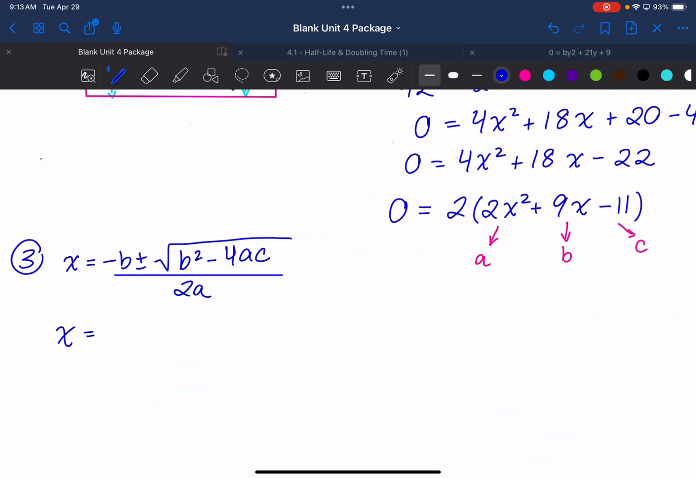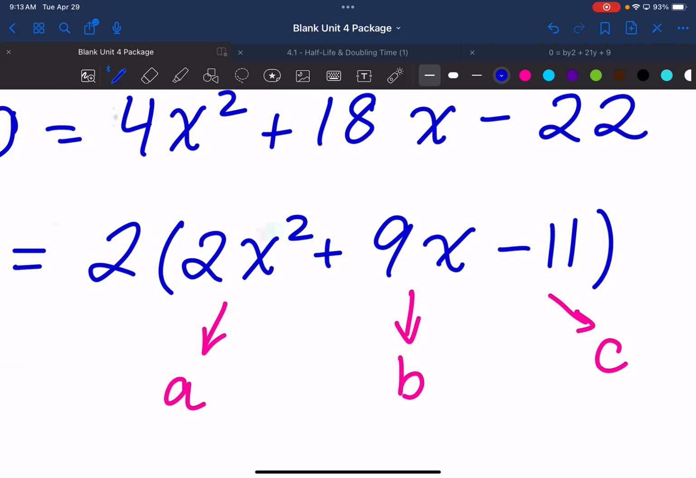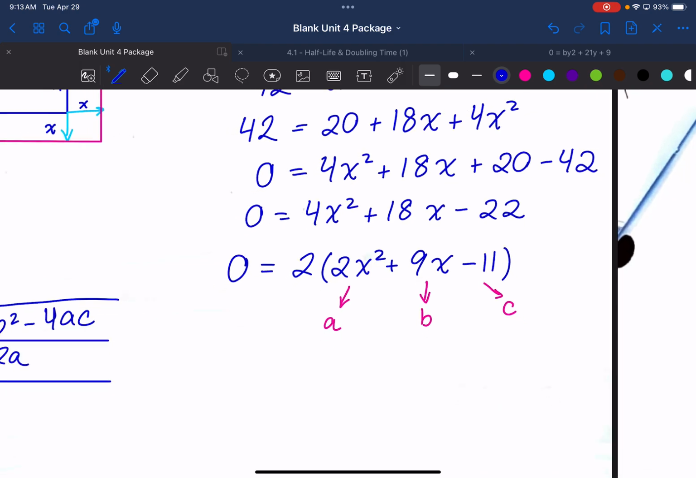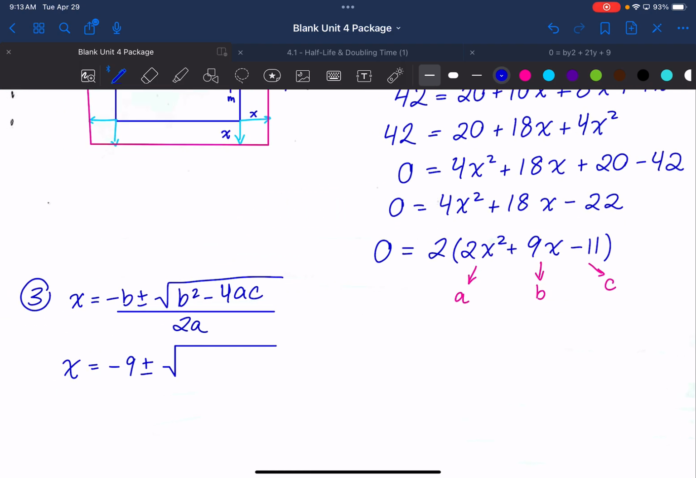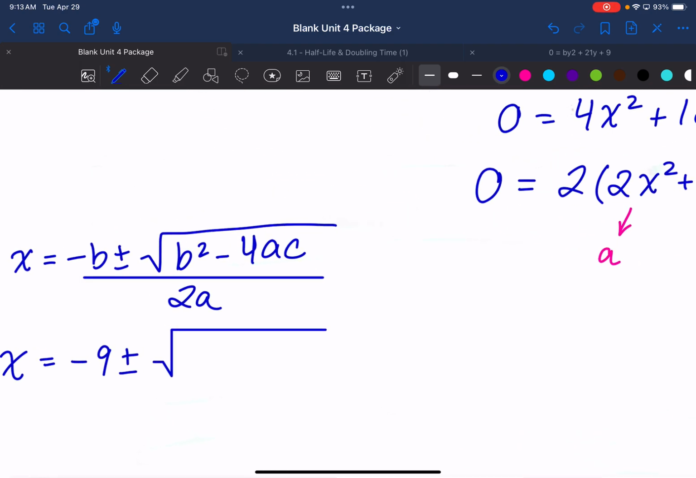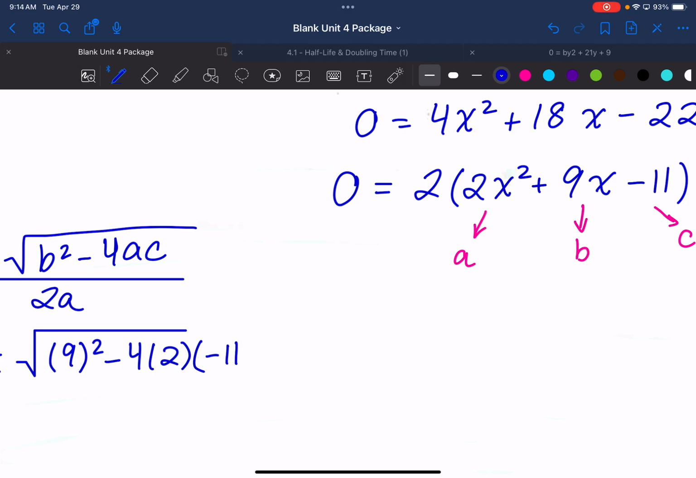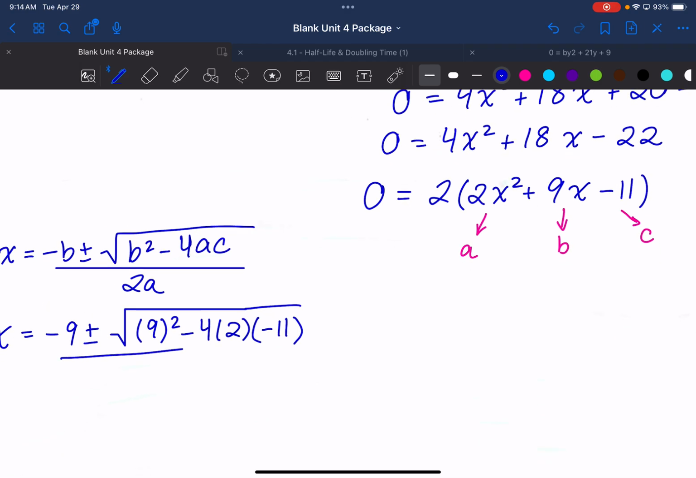So, okay, I'm using these values, my A, my B, my C. I've got negative 9 plus or minus the square root. 9 because we factored out 2. We made the numbers a little smaller. If you just went straight into quadratic formula with 4, 18, and negative 22, you would have the same answer. You would just be dealing with bigger numbers. That's all. Then 9 squared minus 4 times 2 times our C value, which is negative 11, all over 2 times A, so 2 times 2.